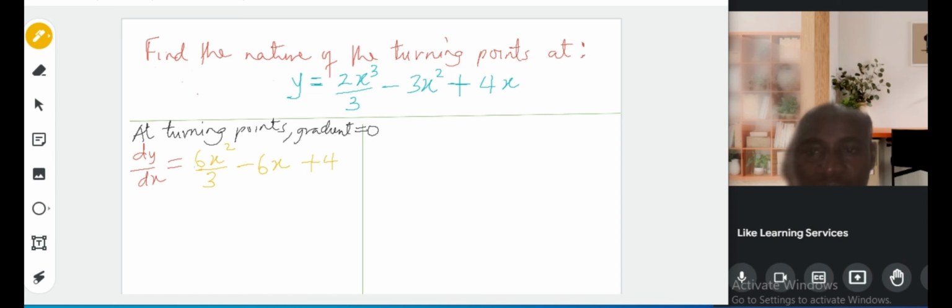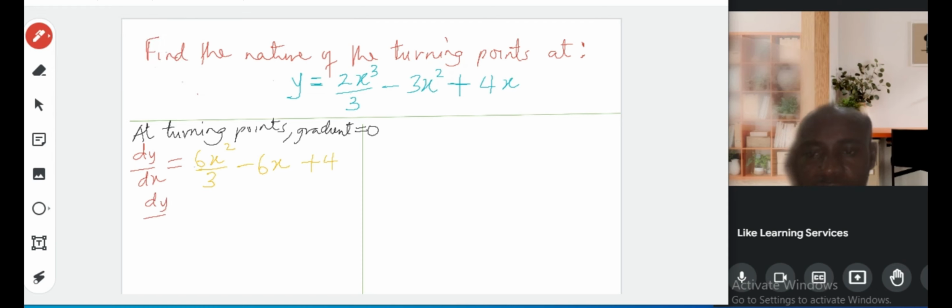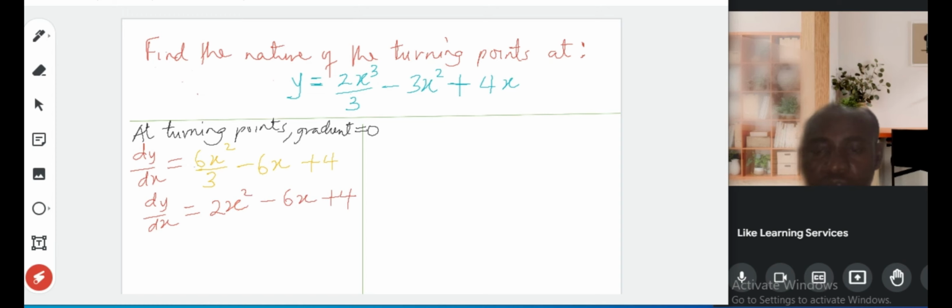When we simplify, we're going to have dy over dx to be 2x squared minus 6x plus 4. Two x squared minus 6x plus 4.